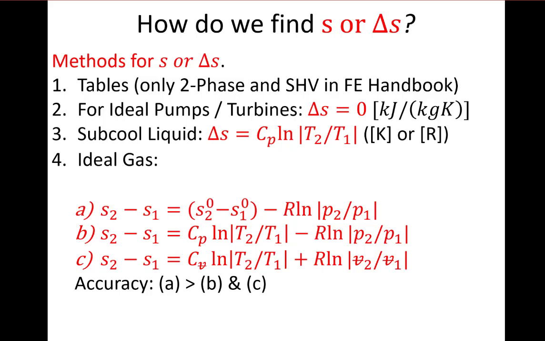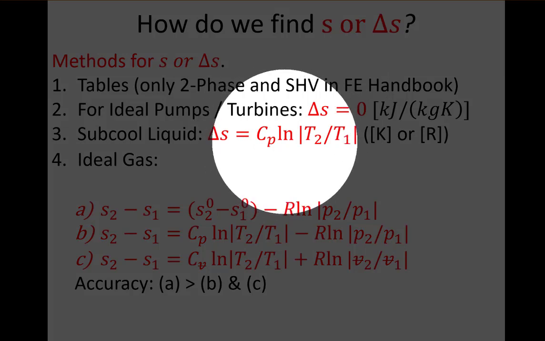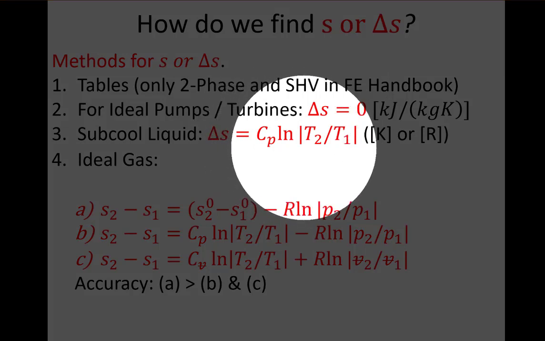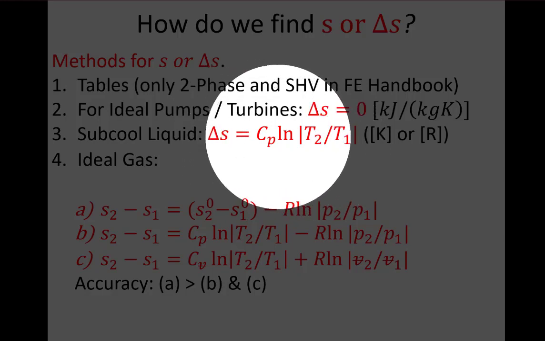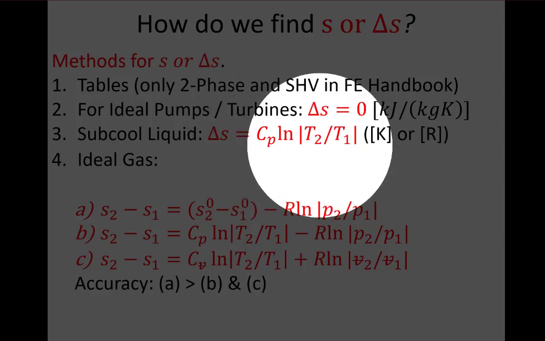If it's a subcooled liquid, for delta H we would say Cp times delta T. But for delta S, what we do is put in Cp times the natural log of T2 over T1. So this is what we're substituting for the temperature difference.